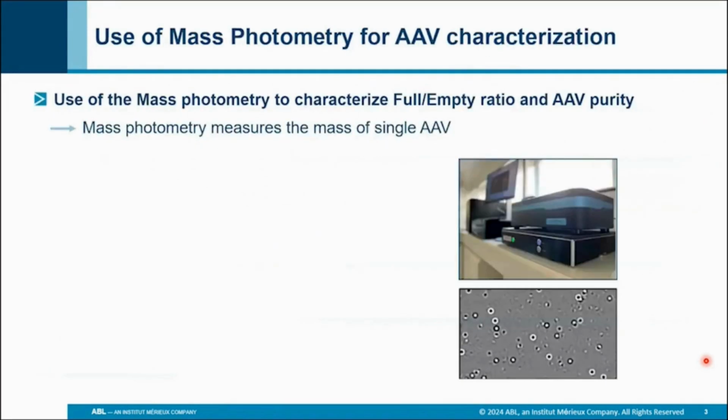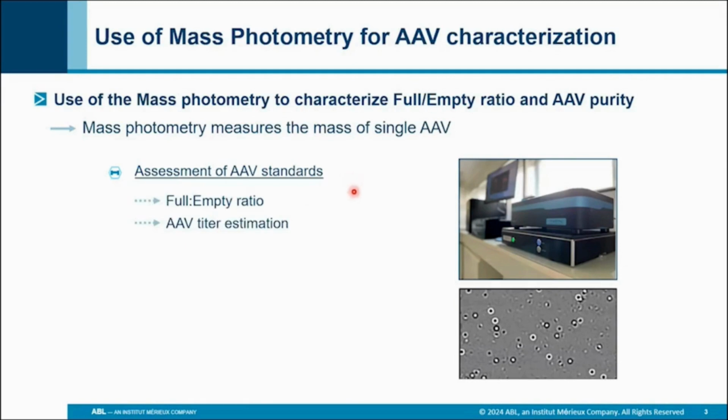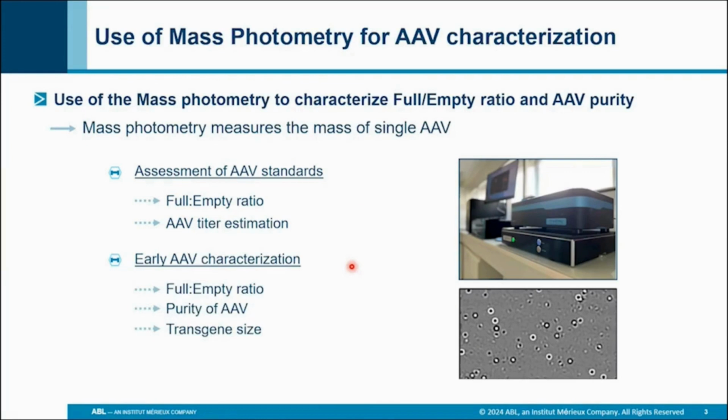And I hope that today I'll be able to convince you that mass photometry is actually a game changer in the AAV field. So my talk today will be divided into three parts. First of all, I'll be talking about the assessment of AAV standards. So that's one of the first things that we did when we assessed and acquired the mass photometry technology. Then I'll be talking about early AAV characterization. And then last but not least, I'll be talking about the optimization of the AAV polishing step.